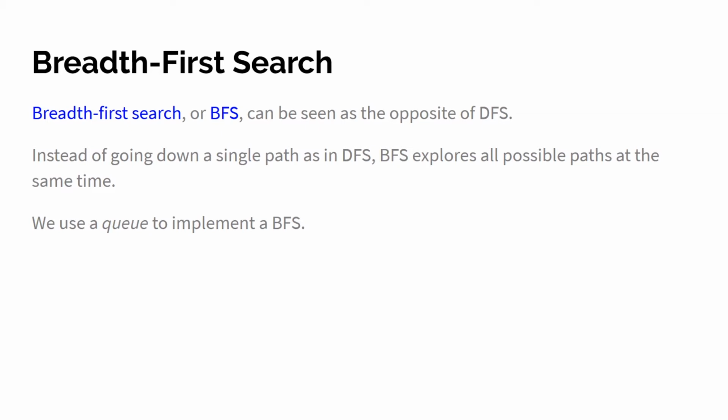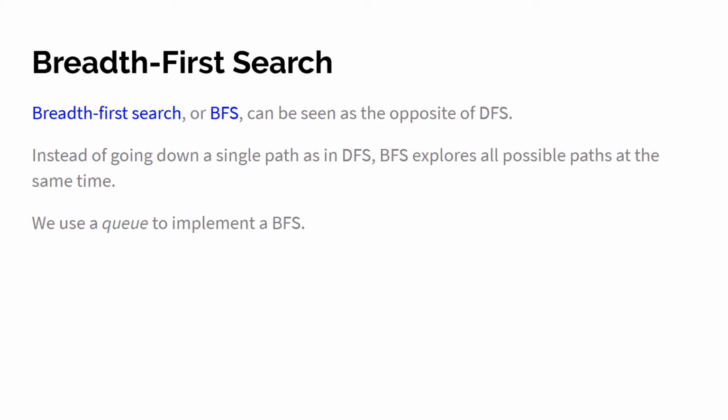And if you remember, DFS had us explore as far as possible down a single path before backtracking to find other paths. BFS sort of works the opposite way. Instead of going as far down as possible, it explores every single path at the same time, at the same rate. And just like a DFS uses a stack or recursion, which uses a call stack, we use a queue, the opposite data structure, to implement a breadth first search.